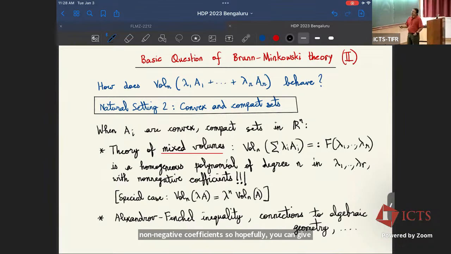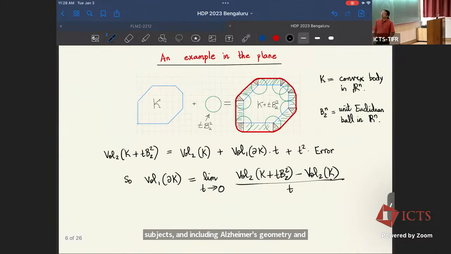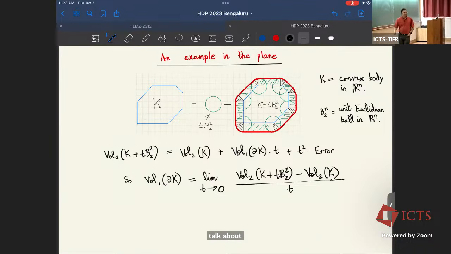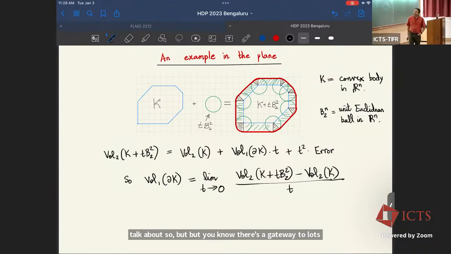This is an absolutely astounding result, and it leads to all kinds of interesting things. For example, the Aleksandrov-Fenchel inequality, which relates different coefficients in this expansion, and has many connections to different subjects, including algebraic geometry and combinatorics, which we don't have time to talk about. But it's a gateway to lots of interesting things.